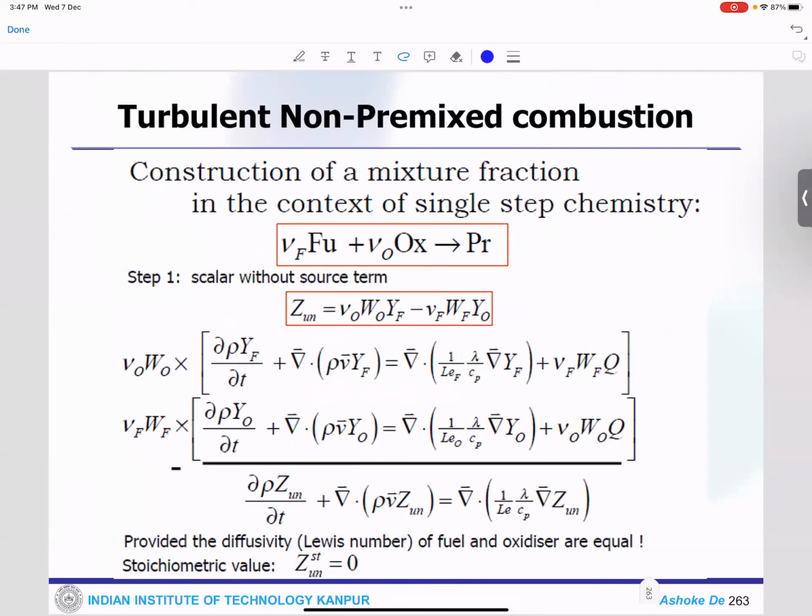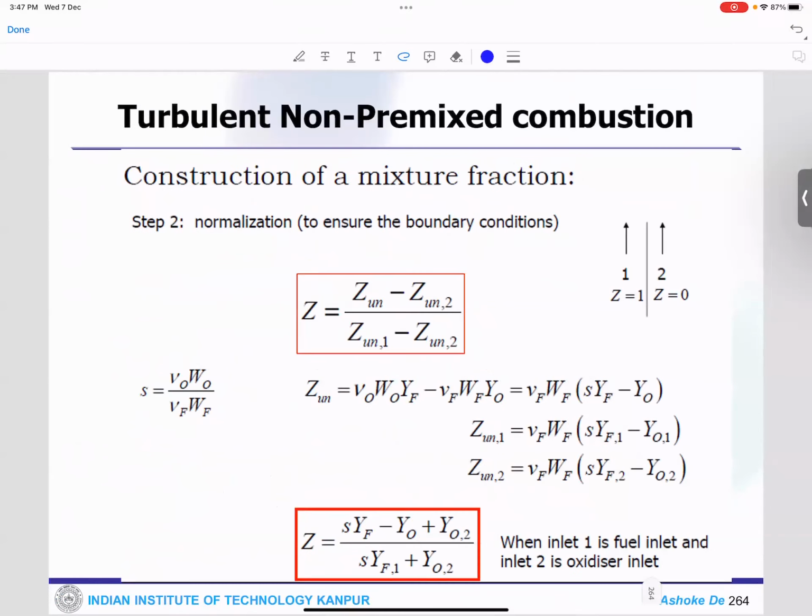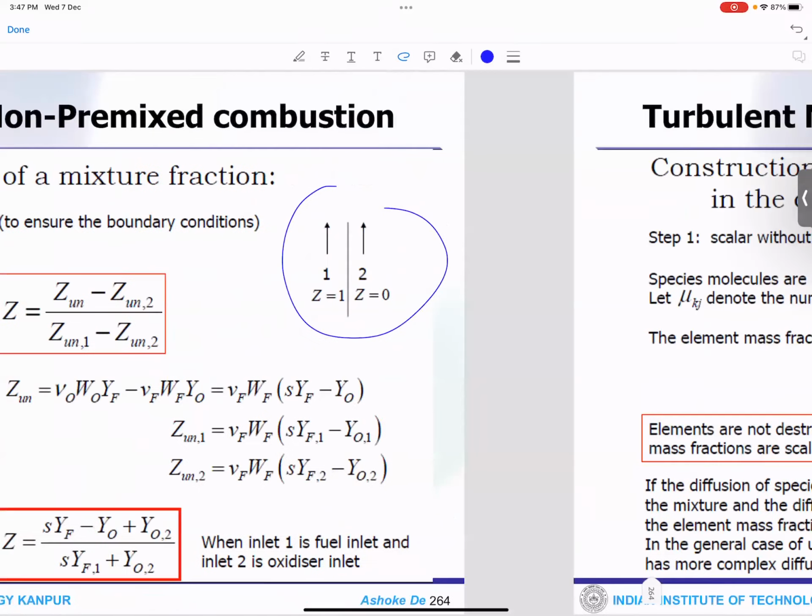So here we try to construct the mixture fraction in the context of single stream chemistry. So essentially this is how the chemistry looks. Then you have a mixture fraction, you do this. These are in any textbook if you look at it. So this is how you construct the mixture fraction. So you have two different streams and how you construct that. So that's not very critical to do.